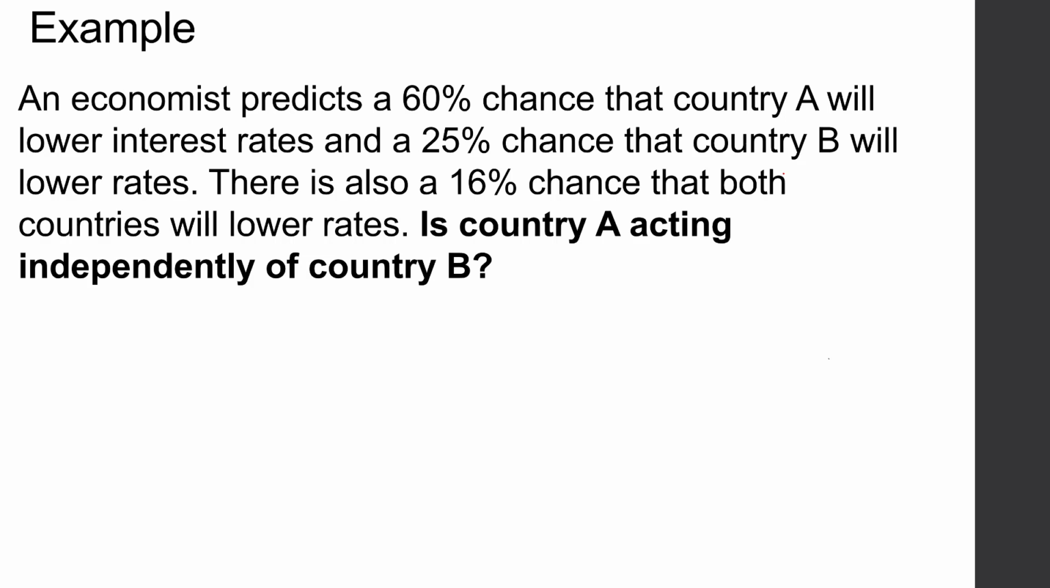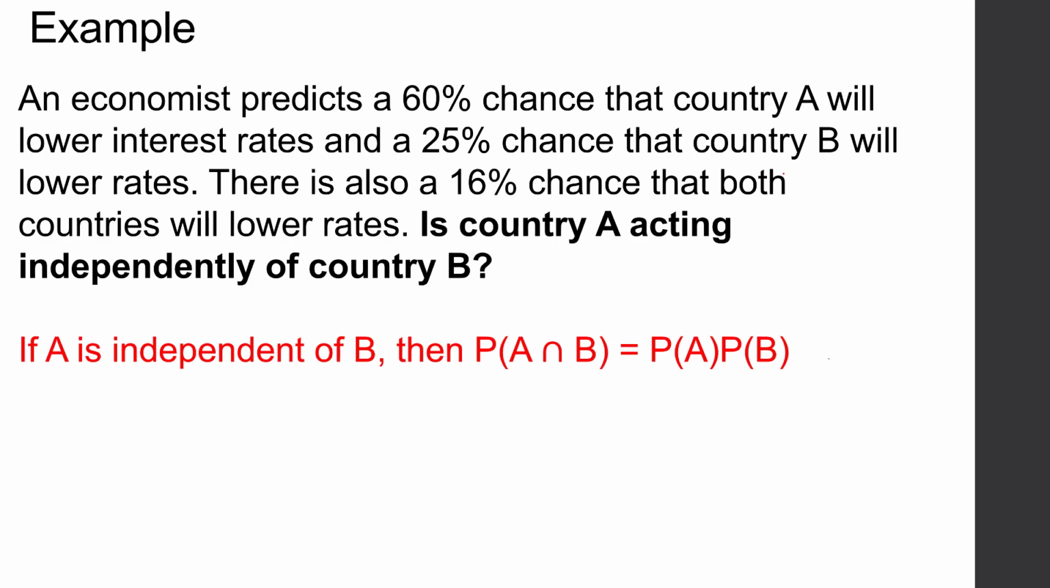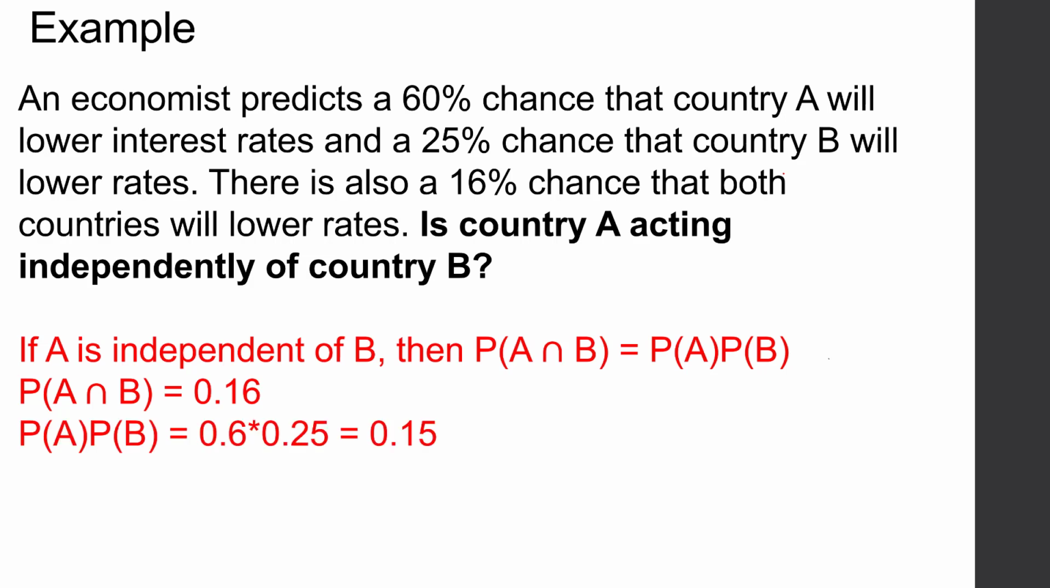That is, we can check whether the probability of the intersection of the two events equals the probability of each event times each other. So let's check it. Well, we have the probability of A intersect B from the blurb. It's 0.16 because there was a 16% chance that both will lower their rates. So now we can just multiply the probability of A times the probability of B lowering their rates to see if that equals 0.16. Well, it turns out that it doesn't.